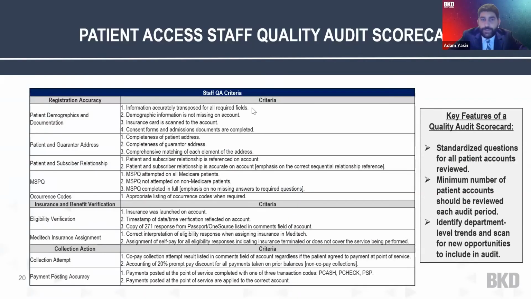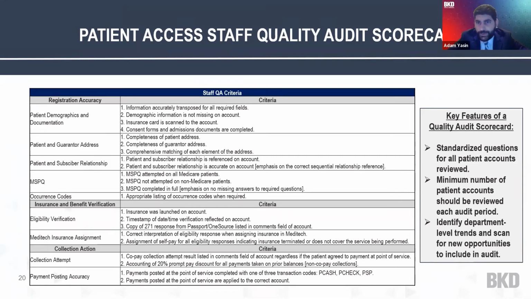Great. So we're now reaching the back end of the section. We're going to talk about patient access performance measurement for a little bit. I'll be sure to leave some time for any questions that come up. So, staff quality audit scorecards. Let's talk about some key features of a quality audit scorecard.